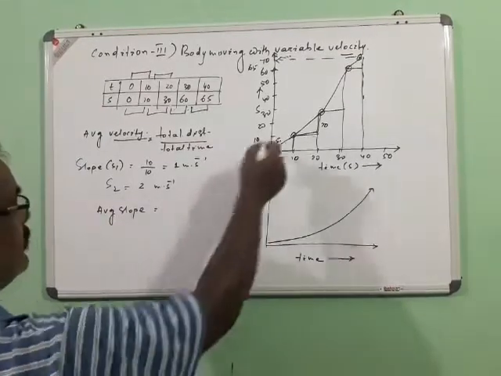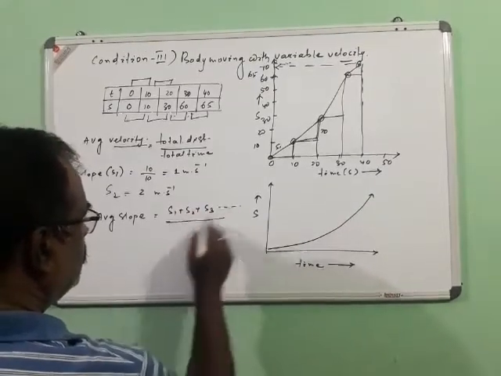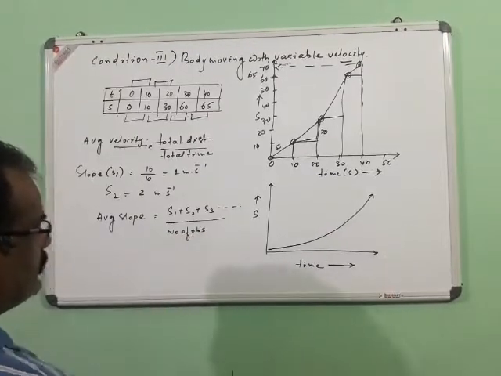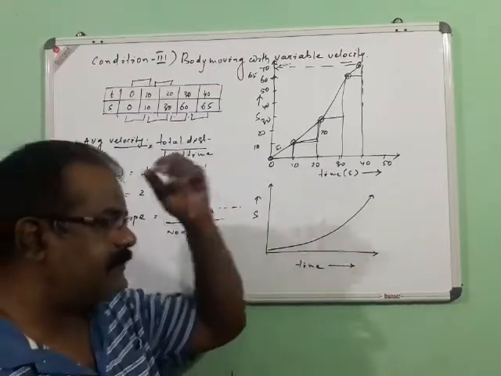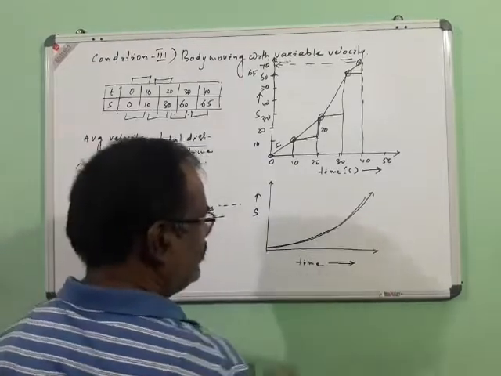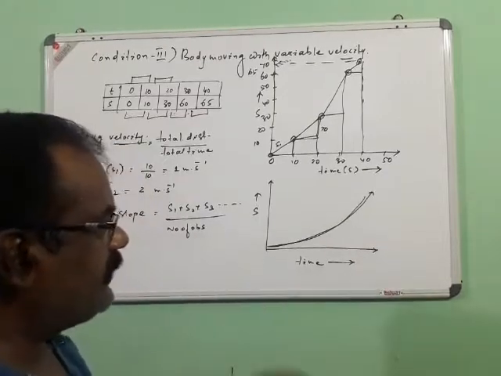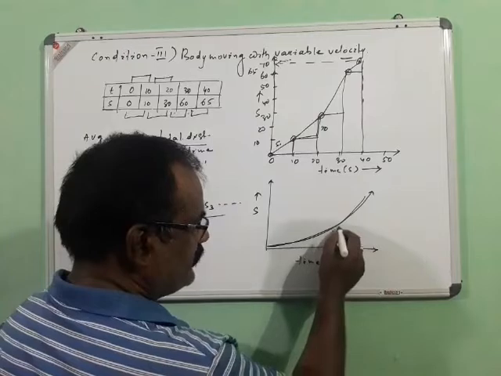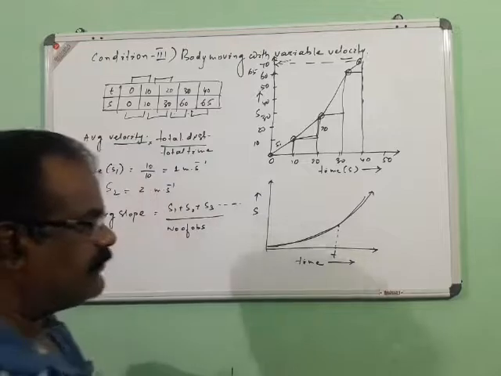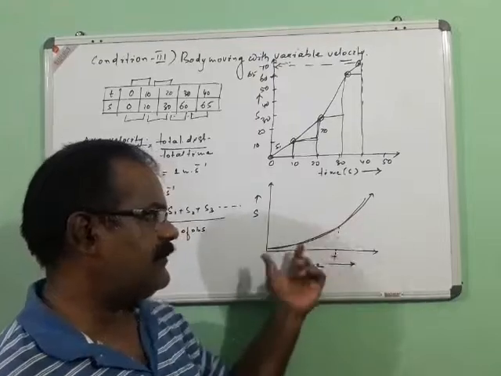How many segments will there be? Accordingly S1, S2, S3: the sum of all the slopes divided by the number of observations gives the average velocity. Now consider that this is a chord line, and here we have to find the velocity at a particular instant. Suppose this is your time t. Because this is a chord line, we cannot find the velocity of that particular point from the chord.